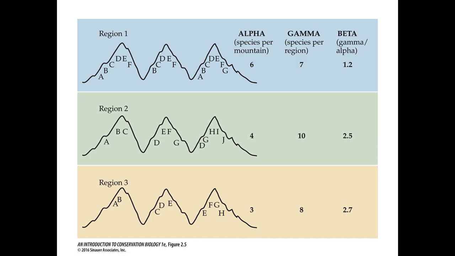So alpha, again, being the number of species in a particular area. Gamma diversity is the number of species on a regional level. So multiple ecosystems are included in this. Not multiple types of ecosystems, multiple ecosystems. So multiple mountains, multiple ponds, something like that. And then beta diversity looks at how unique the group of species is across the different areas.